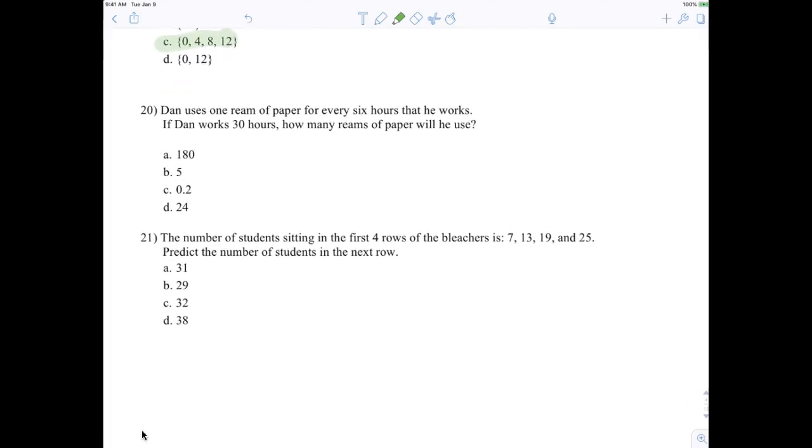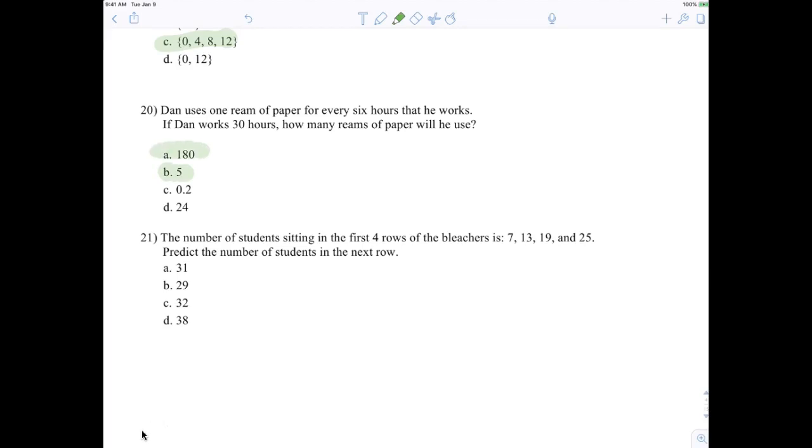Number 20. Let's see who got this. Dan uses a ream of paper every 6 hours that he works. If Dan works 30 hours, how many reams of paper did he use? Yes, ma'am. All right, I like B. Somebody else? I got an A.